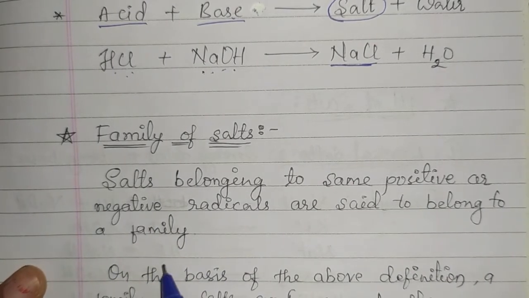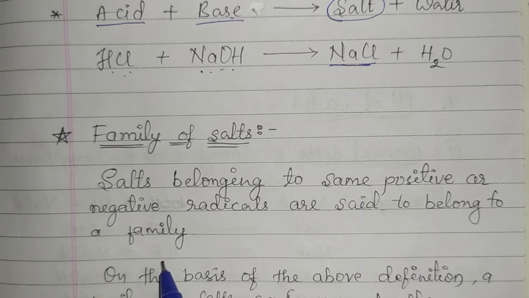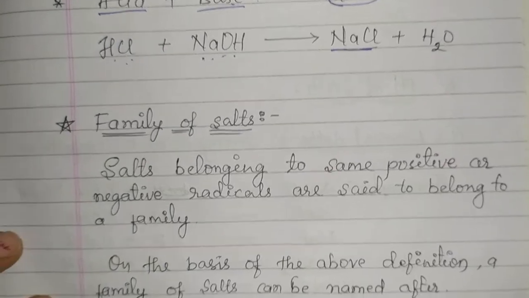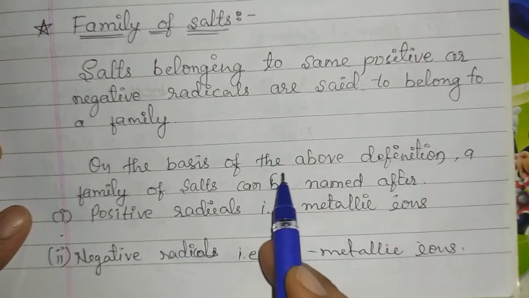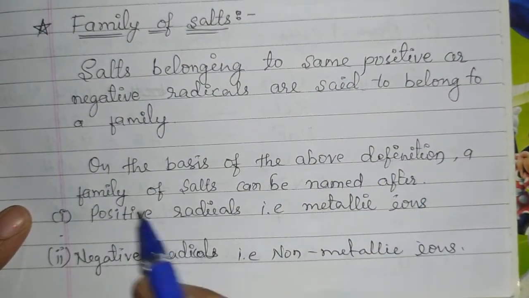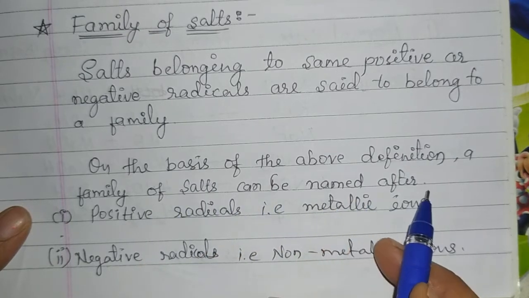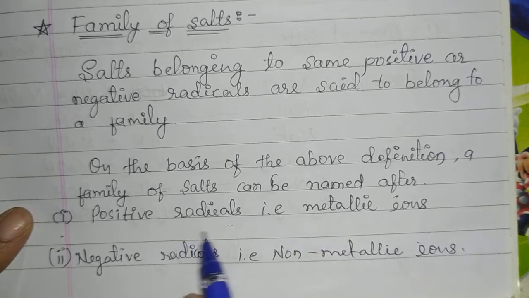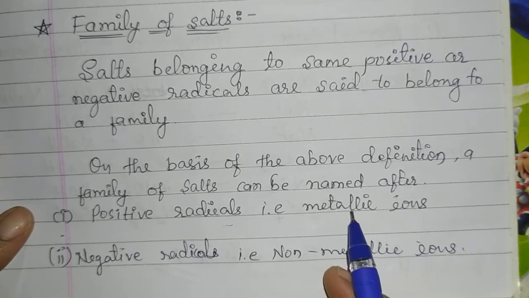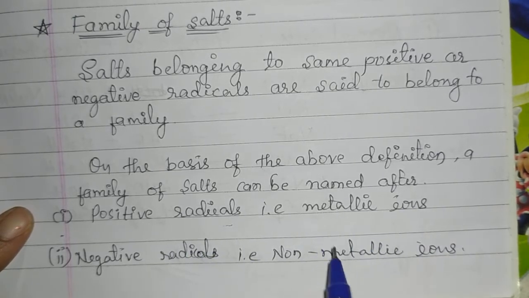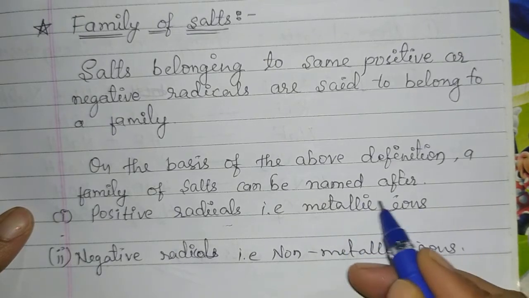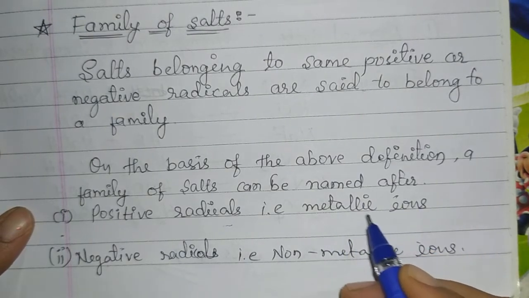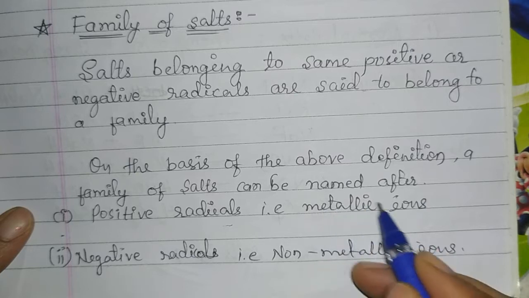See here how they belong to a family. We will see with the example so that you can understand easily. On the basis of the above definition, a family of salts can be named after positive radicals, that is metallic ions. Positive radicals are metallic ions. They are the metal ions. If the same kind of metal ions are present, then that family is represented by that metallic ion.